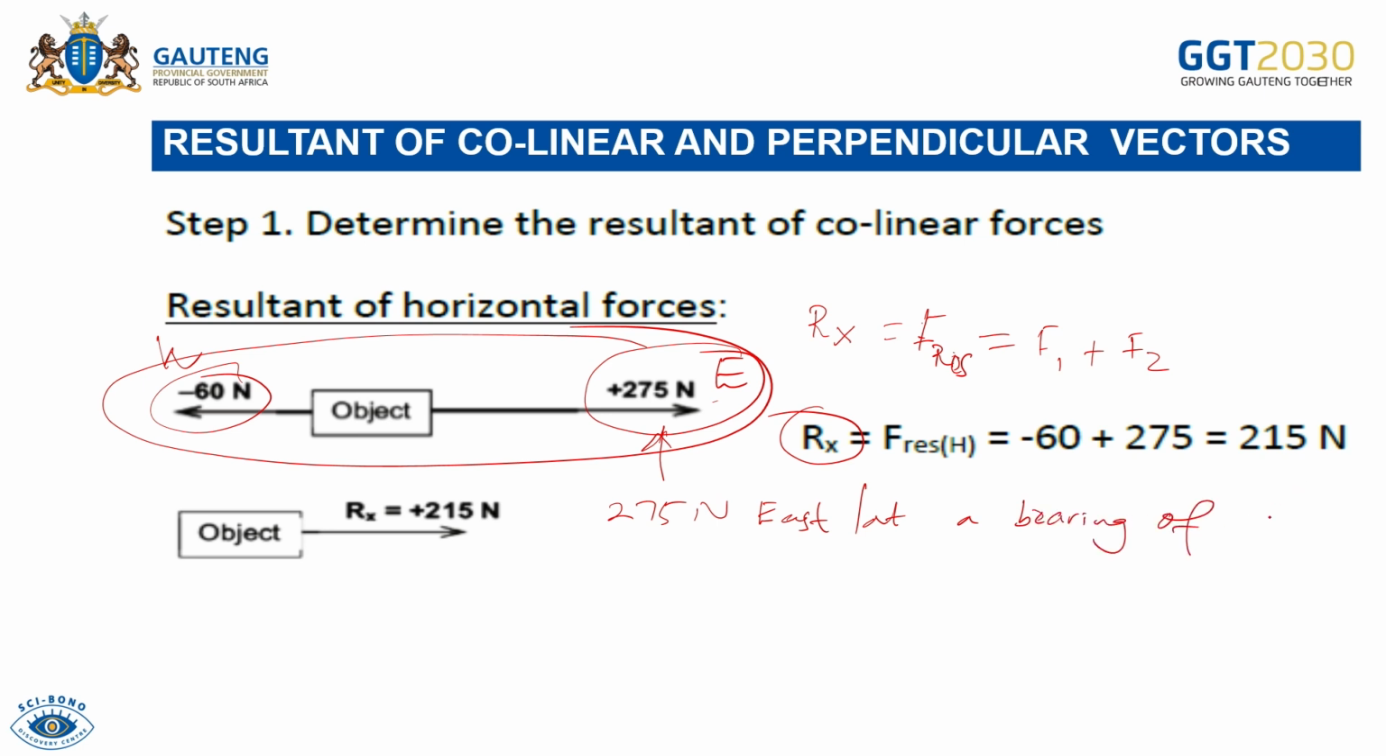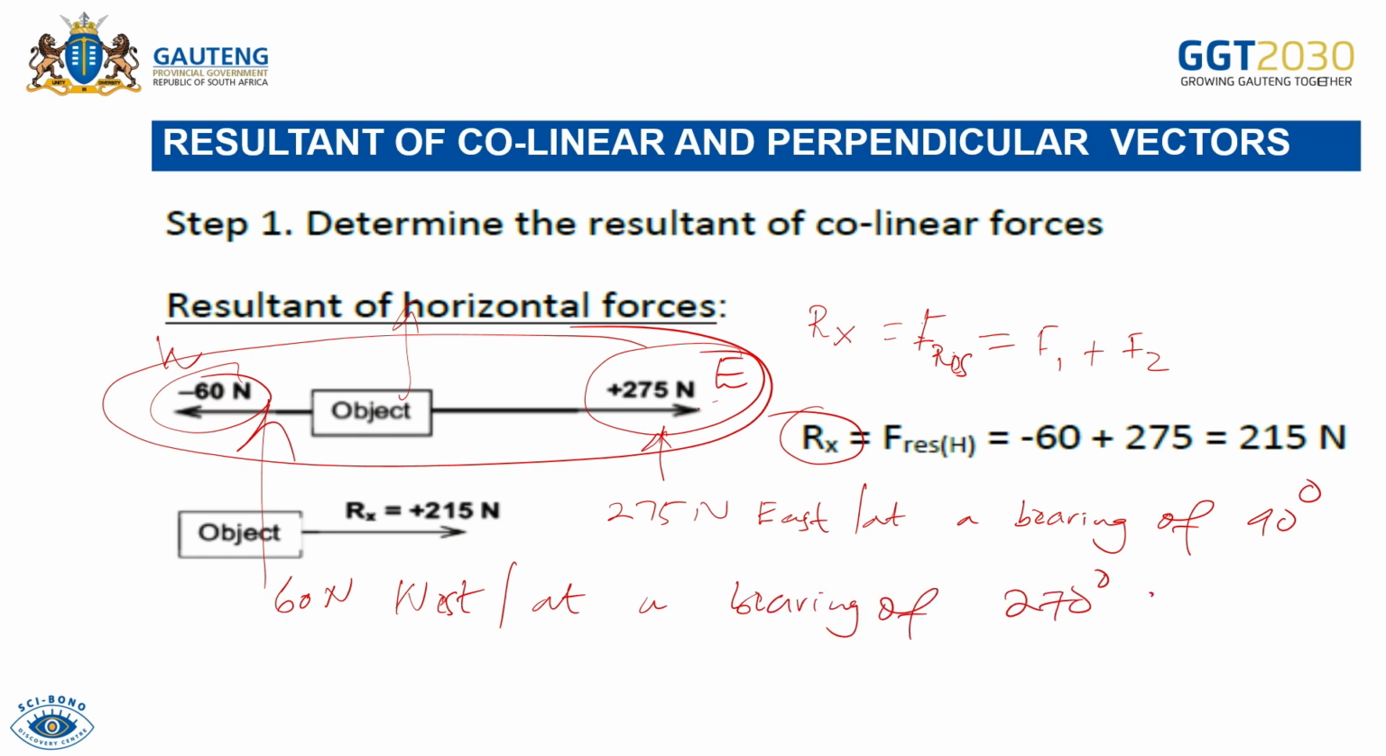of 90 degrees, because you will have your north there, then you go 90 degrees. What is the magnitude of this one? It's not negative 60, but it's going to be 60 newtons west, or at a bearing of 270 degrees. So you can see that these 2 forces are acting in opposite directions. So let's choose direction.